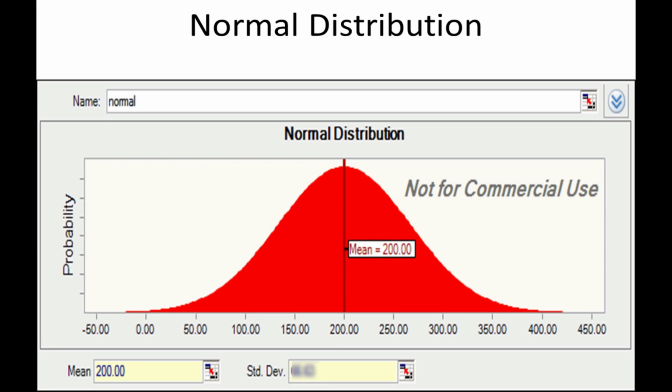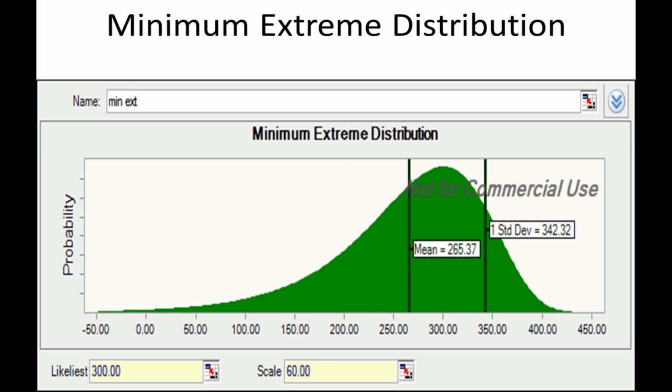For the normal distribution, I chose a mean of 200, and I will tell you later how I determined the standard deviation. For the minimum extreme distribution, the likeliest value is 300, so our minimum extreme distribution will peak at 300. And the scale factor, which basically determines the size of the variance, I arbitrarily set to 60 because I like this particular shape. This yields a mean of 265.37 and a standard deviation of roughly 77.